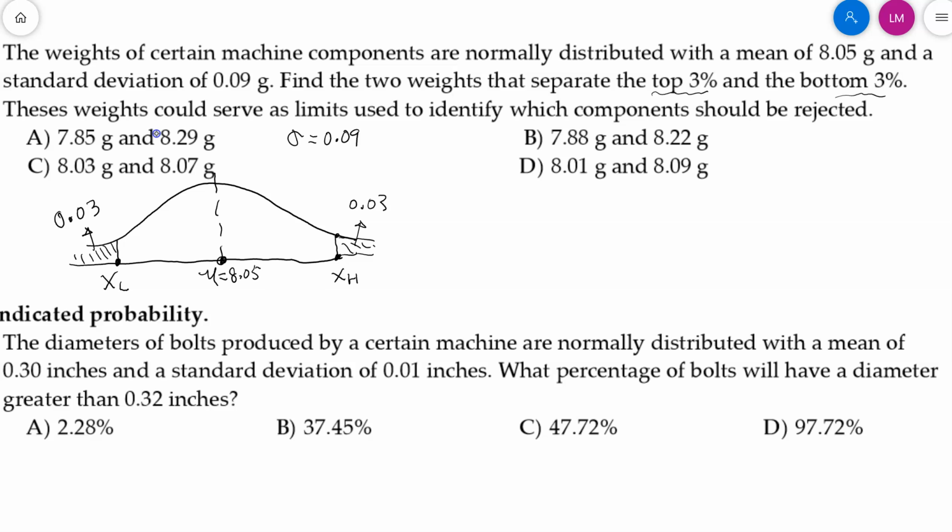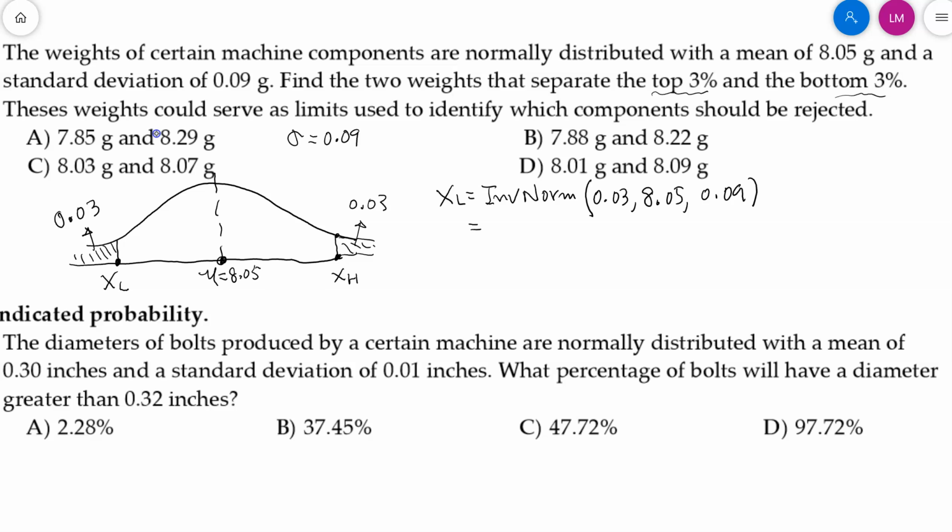So now what do you have to do? In Excel, you use inverse norm. You enter three values: 0.03, comma, 8.05, comma, standard deviation 0.09.